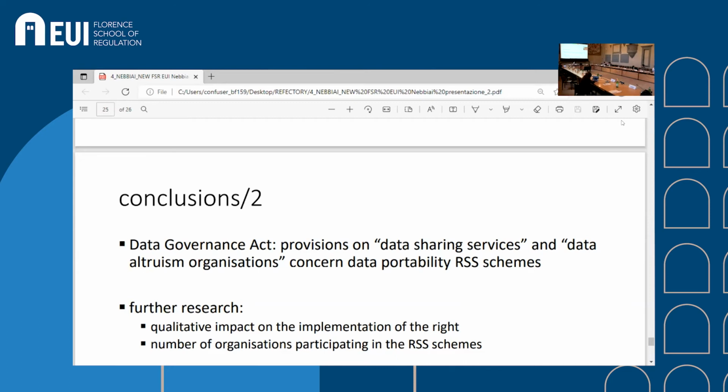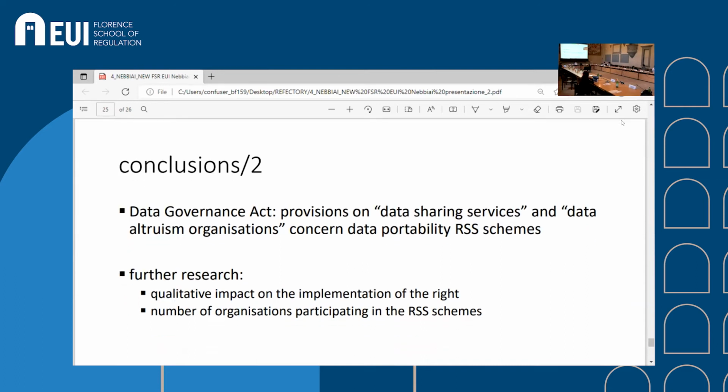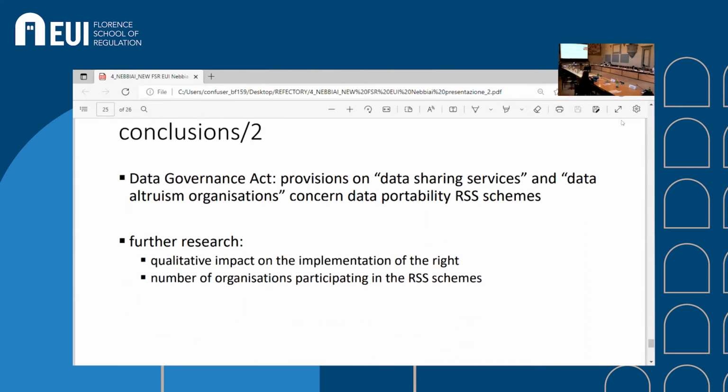Sorry for the wrong typing there. So these actors will be regulated by the new Data Governance Act. It is still difficult to understand what will be the effects of that. And finally, further research: this was a study on the number and the type of actors of schemes available, but it is not clear first how these actors directly impact on the gray areas we were speaking about in the beginning, and secondly, the number of organizations that are participating in such schemes.